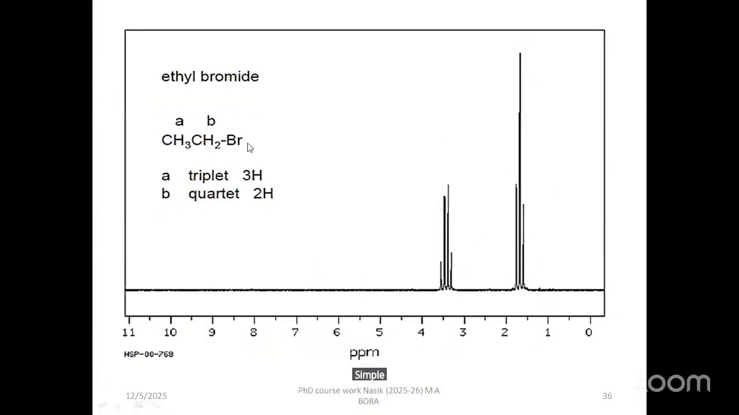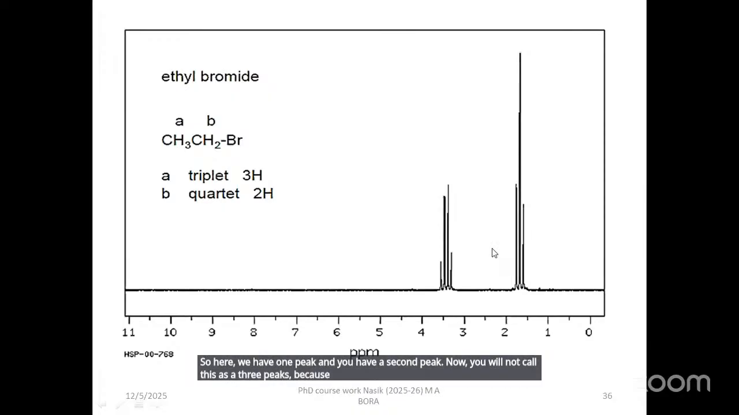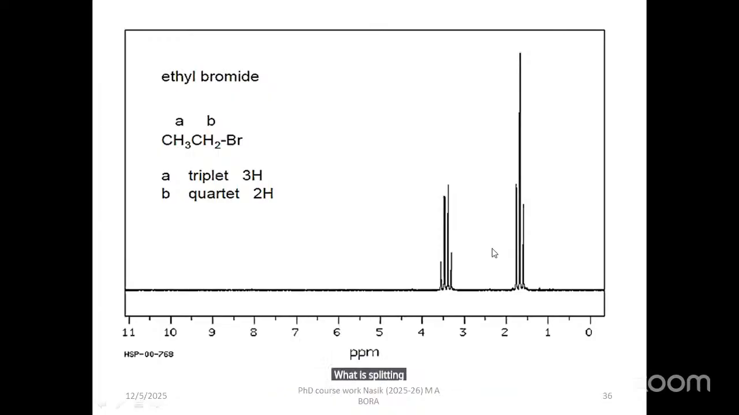A simple molecule is there in front of you, ethyl bromide. As I told you, what we are going to look at is how many peaks are there, what the chemical shift is, what the splitting pattern is, and what the intensity is. So here we have one peak and you have a second peak. Now you will not call this three peaks, because now you have understood what splitting is, how the splitting takes place, and why the splitting takes place.